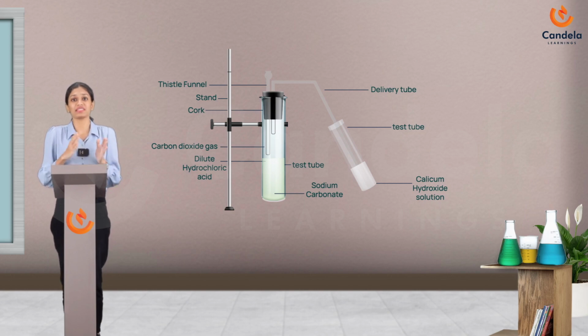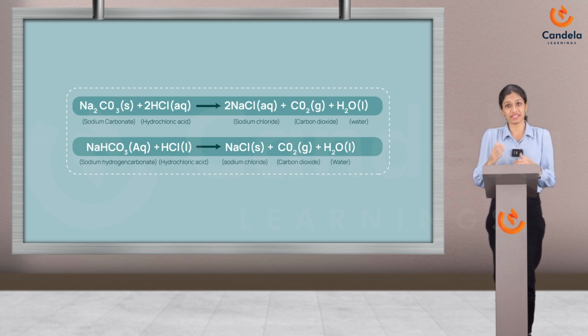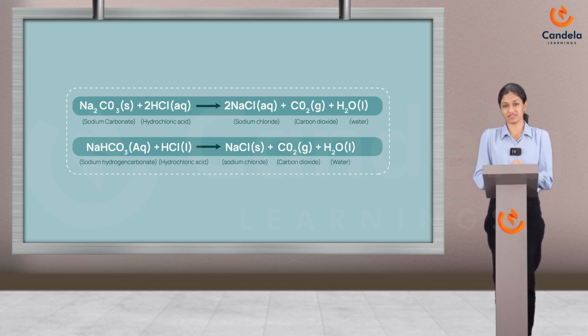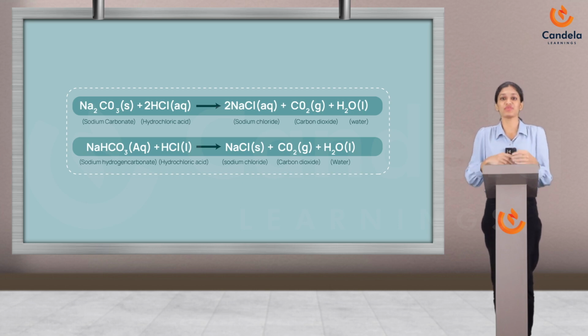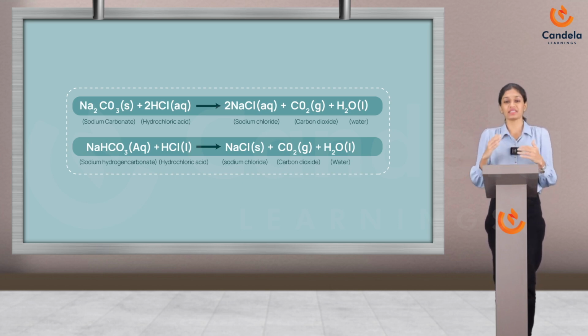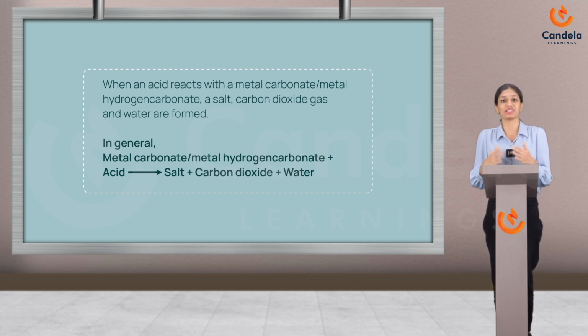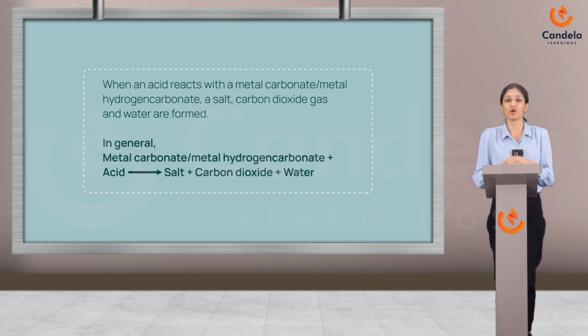It is carbon dioxide that turns lime water milky. Thus, we understand that when a metal carbonate or hydrogen carbonate reacts with acids, it will give salt, water and carbon dioxide gas. When we pass excess carbon dioxide gas through this test tube, it will form calcium hydrogen carbonate, which is soluble in water. And this is the third chemical property of acids and bases. So in general, we can say that when an acid reacts with a metal carbonate or metal hydrogen carbonate, it will form a salt, carbon dioxide gas and water.